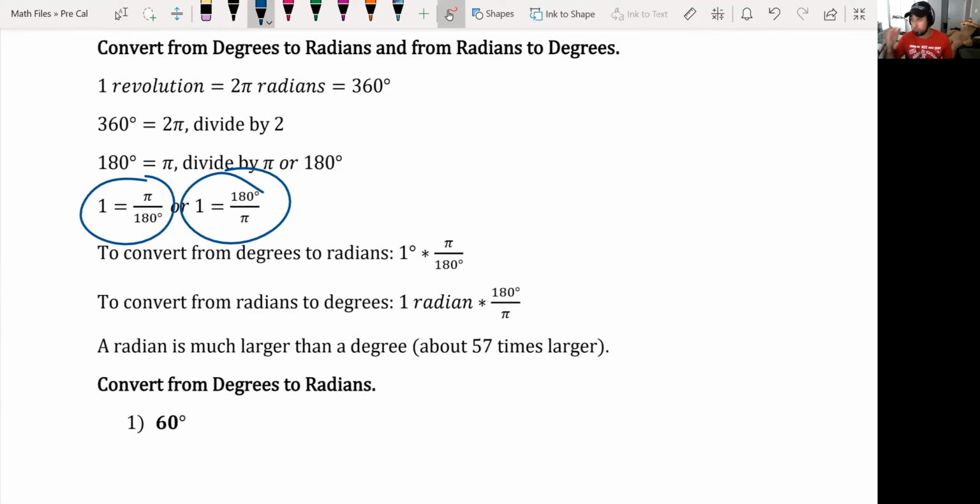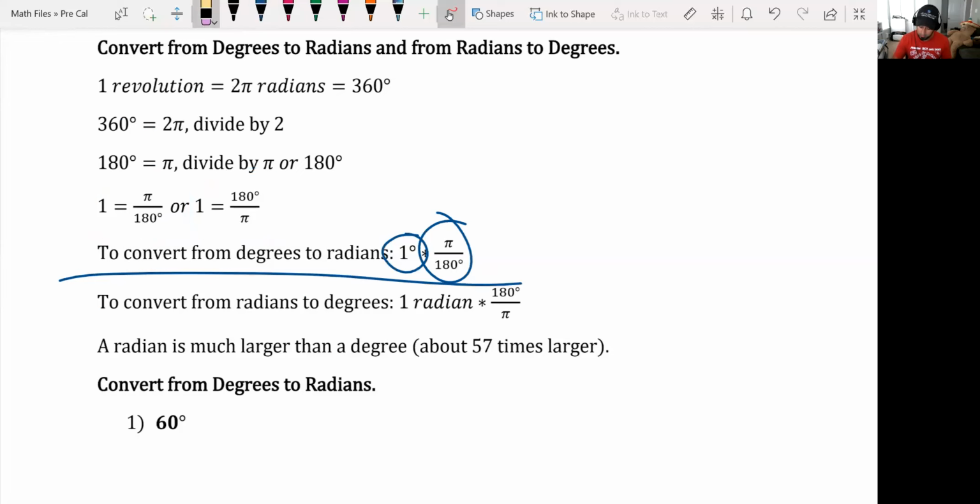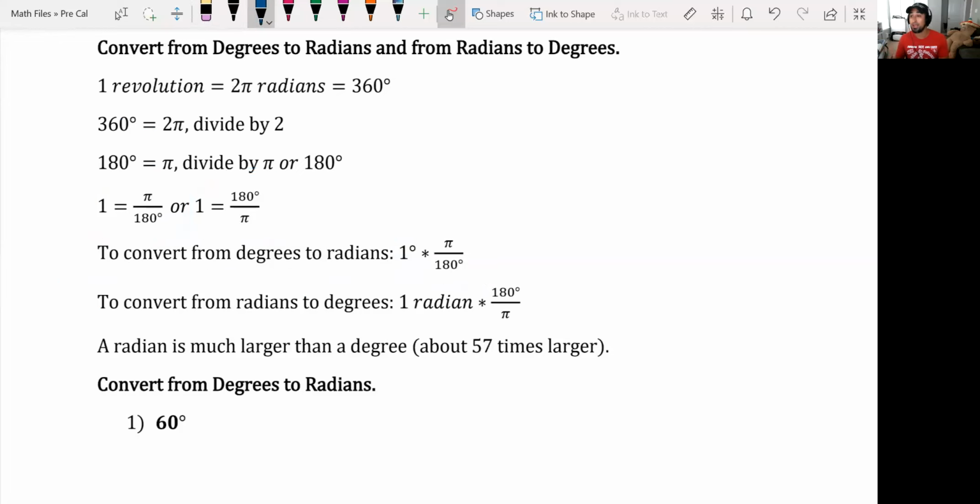All right, so those are the conversions, and they are right below for you. In order to convert from degrees to radians, you take whatever degree you are given and multiply it by pi over 180. And this would convert it to a radian. In order to convert from radians to degrees, you take whatever radian value you are given and multiply it by 180 over pi. And this will convert it from radians to degrees.